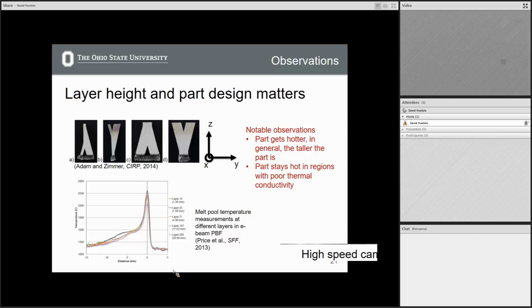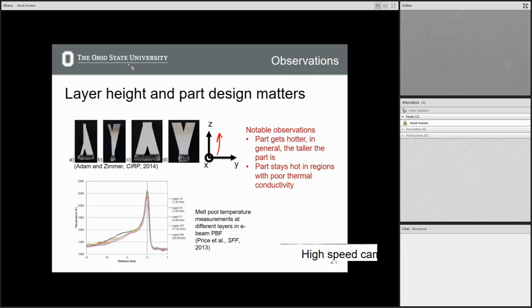Some other observations, things you can pull from the literature, things I would say we know about powder bed fusion, is that both layer height and part design matter in terms of what the thermal history is going to be. So some observations here. To give you an idea of the orientation, X is coming out of the page or screen, Y is in this direction, and this would be Z. So this is the way in which we build, in the Z direction. And we can do some really simple experiments to look and see how the way you design the process matters.